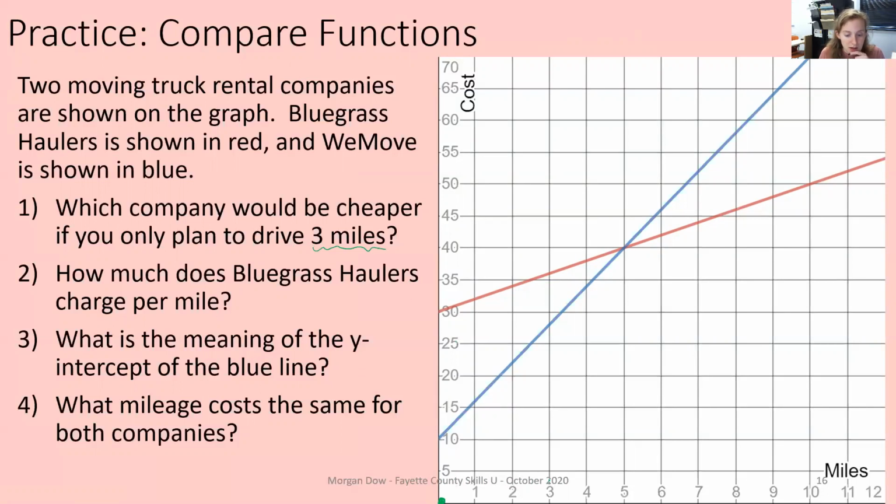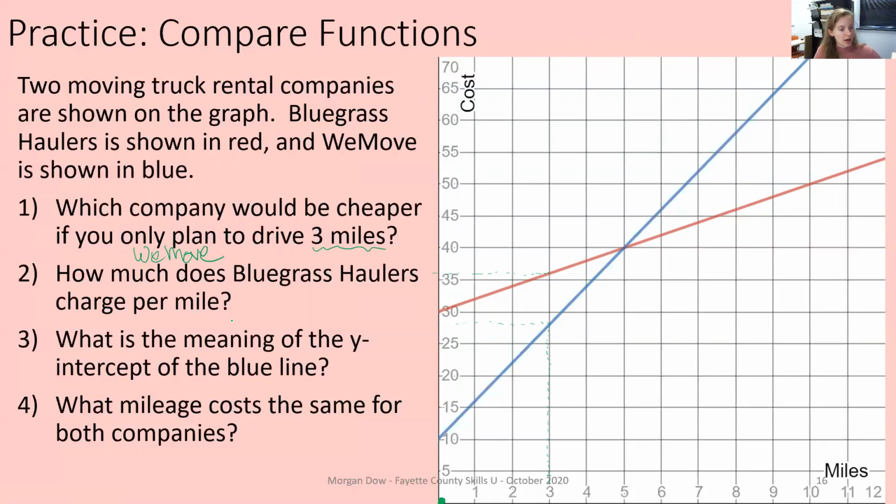Well, when I go to 3 miles on my graph, I come up here. I see that the blue line is under the red line. So the blue line, at 3 miles, I can see it's somewhere between $25 and $30. Let's say it's like $27. And the red line is more than that. The red line is a little bit above 35. So the blue line shows a lower cost for 3 miles. And so we would say that We Move is cheaper.